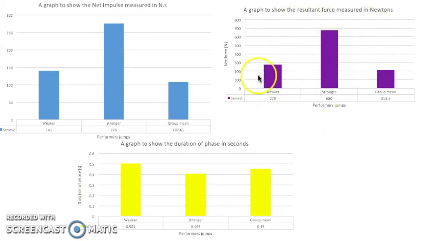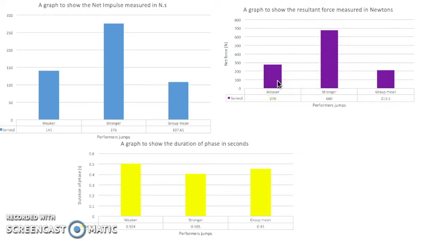So this graph is showing the resultant force, which is calculated via minusing body weight from mean force. So I've compared the stronger player and the weaker performer for each of the different aspects, and I've got a group mean as well. So this one's the resultant force. So the stronger person had a much greater resultant force than the weaker person. They had 680 newtons in comparison to 79 newtons.